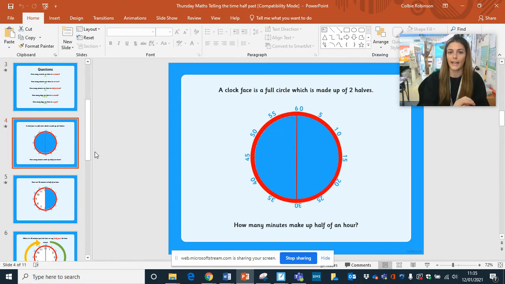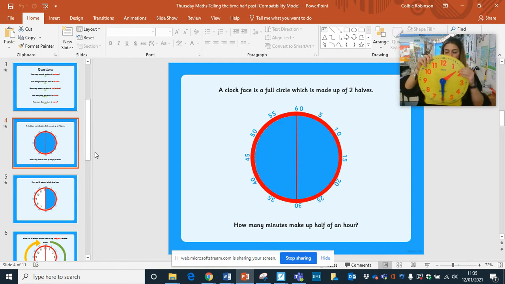So a clock face is a full circle. So just as I said with my clock here, it's a full circle, which is made up of 2 halves. You can see it split in half on the screen. How many minutes make up half an hour? Okay, so if the whole hour is 60 minutes, you can see the numbers on that clock there. How many minutes are half an hour?